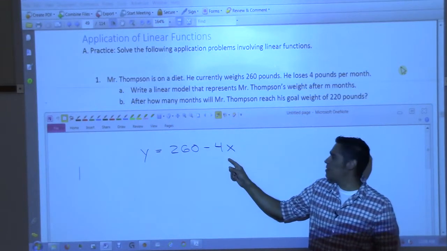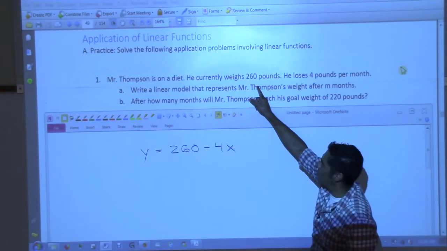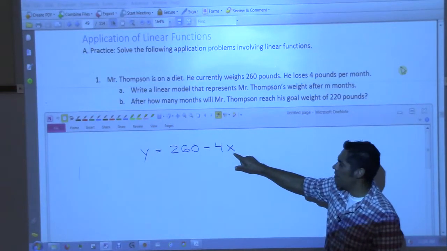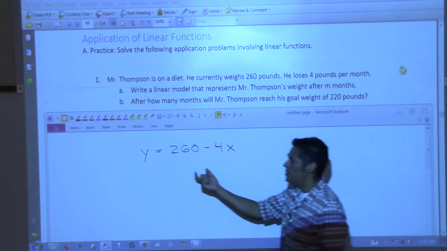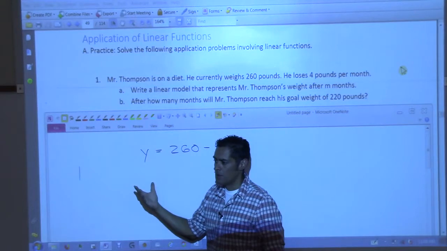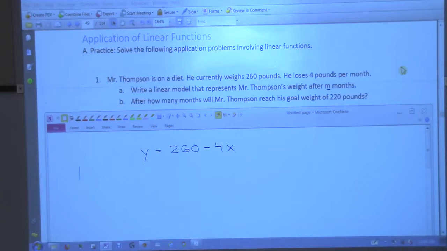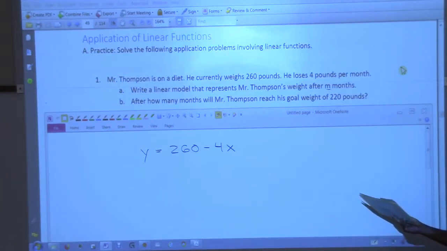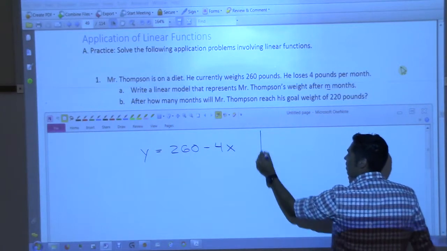Let's figure out what each of these pieces are. 260 is the weight that he currently holds, and then you're subtracting from it 4 times x, where x represents the number of months. So y would be his weight after so many months. Now in the problem it says after m months, so we need to use m instead of x. With the y, we could still use y, but we need to use m for months. Is this kind of what you were thinking? Okay, let me show you an alternate equation.